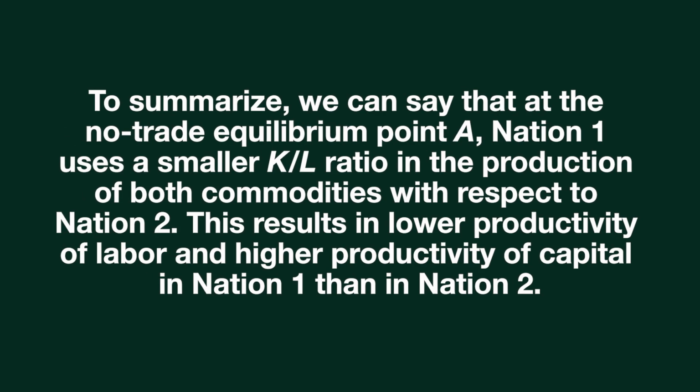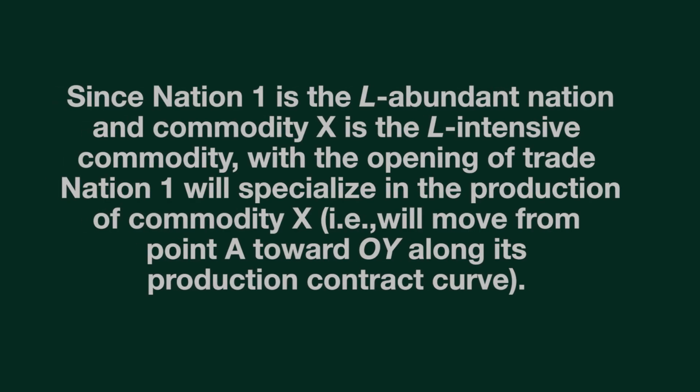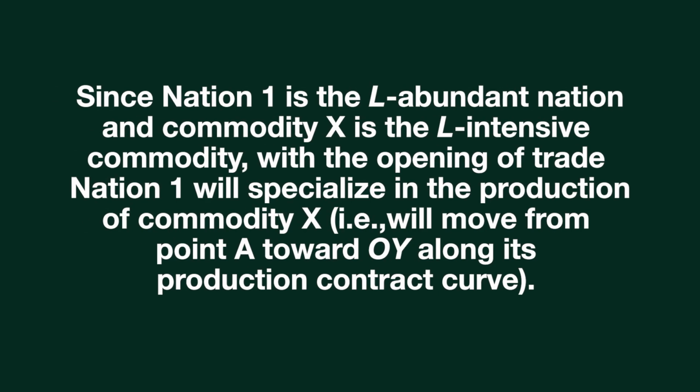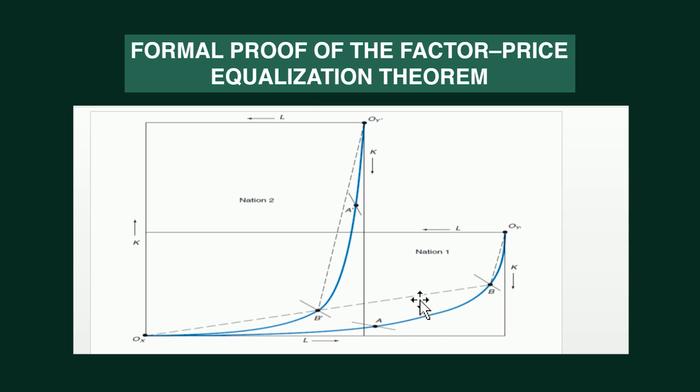This results in a lower productivity of labor and a higher productivity of capital in nation 1 than in nation 2. Note, nation 1 is a labor abundant country compared to nation 2. Now, as trade opens, country 1 will specialize in production of good X. It will move from point A to point B. This means the country is now producing more of good X.